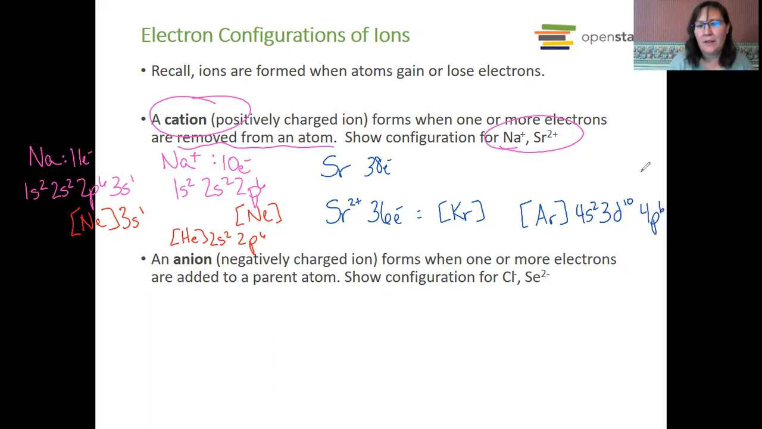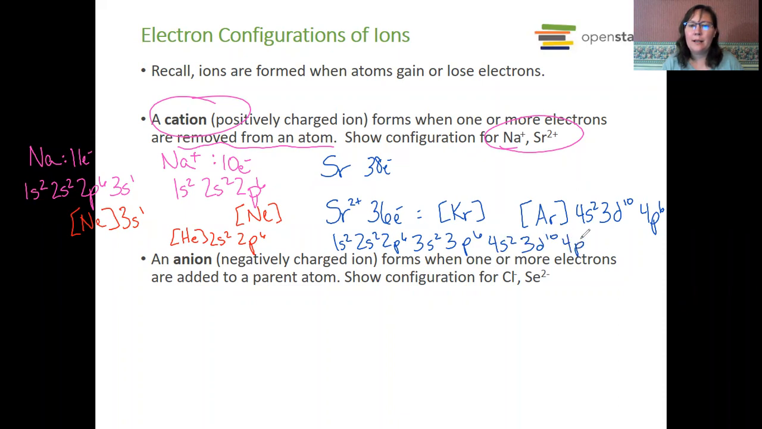Sometimes it's easier to start with this. And then to show the whole electron configuration, I'll come down here. Then you would say 1s2, 2s2, 2p6, 3s2, 3p6, and that's where we get to argon. And then we have 4s2, 3d10, and 4p6.